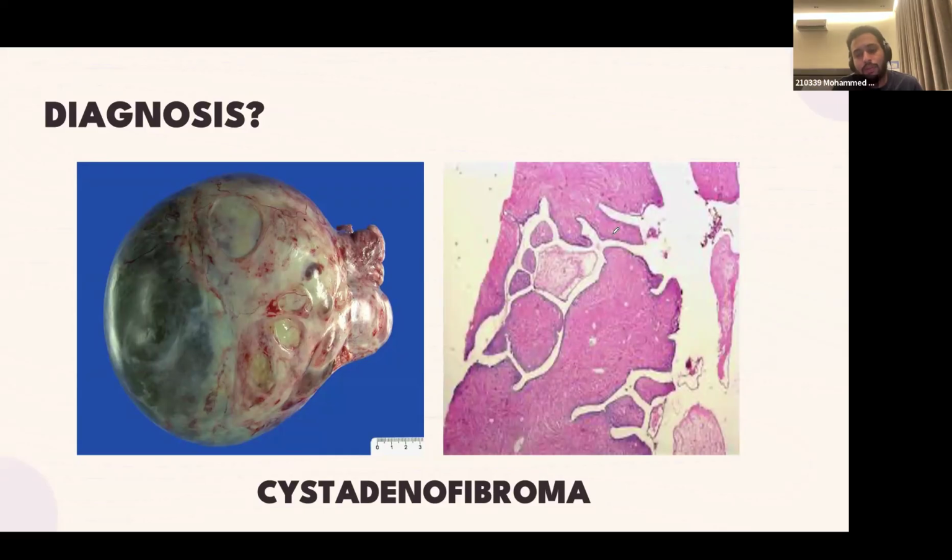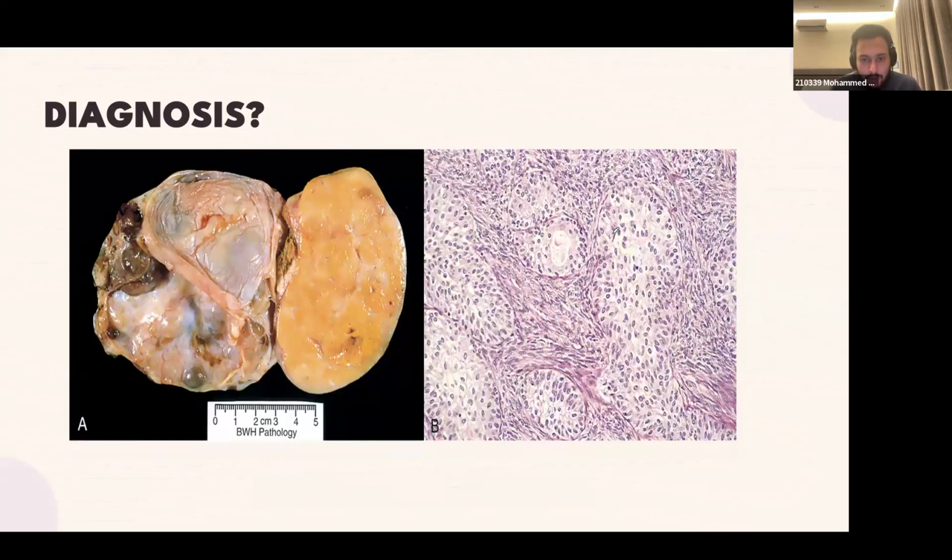Good. CA 125. Excellent. All right, just remember that for markers of ovarian tumors. How about this patient? This is an important one. What ovarian tumor do they have?